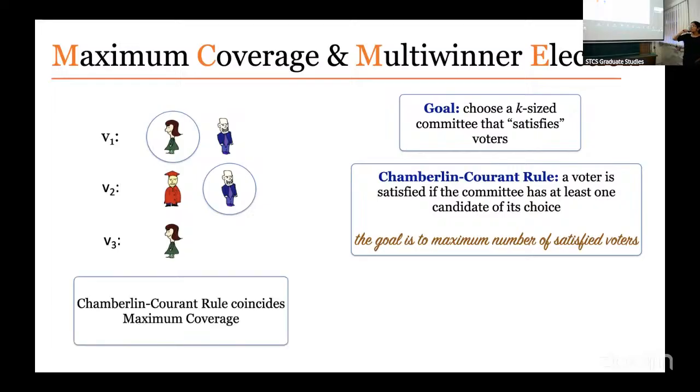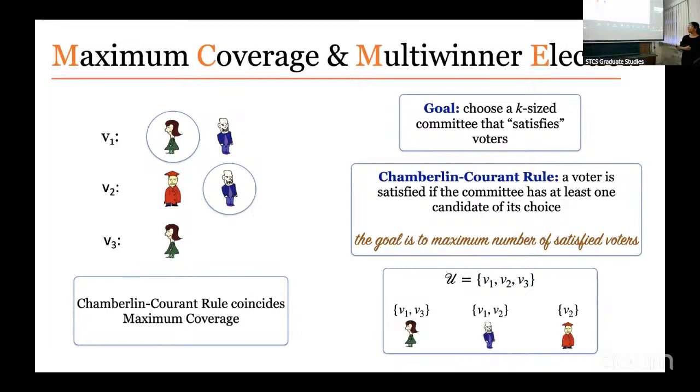So we can see that there is a clear relation between the Chamberlin Courant rule and coverage. What we can think is that the universe is my voters, because that is what we are covering here. Corresponding to every candidate, we have a set, and the set contains the voters who approve this particular candidate. For example, this set, this green lady, is approved by V1 and V3. That is why this is a set. So Chamberlin Courant is actually the maximum coverage problem.